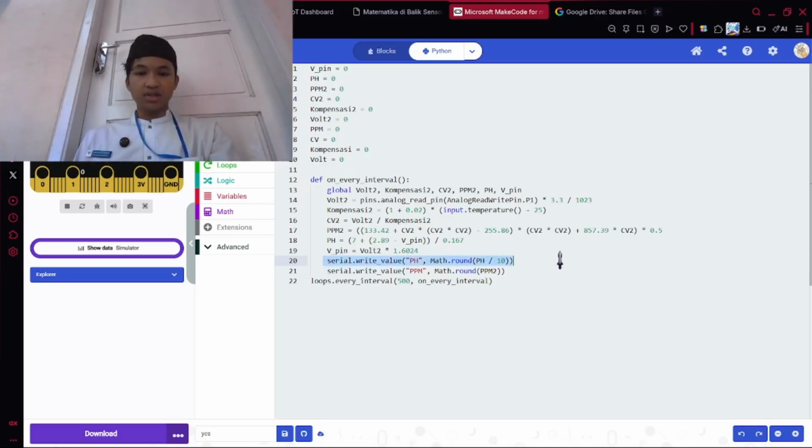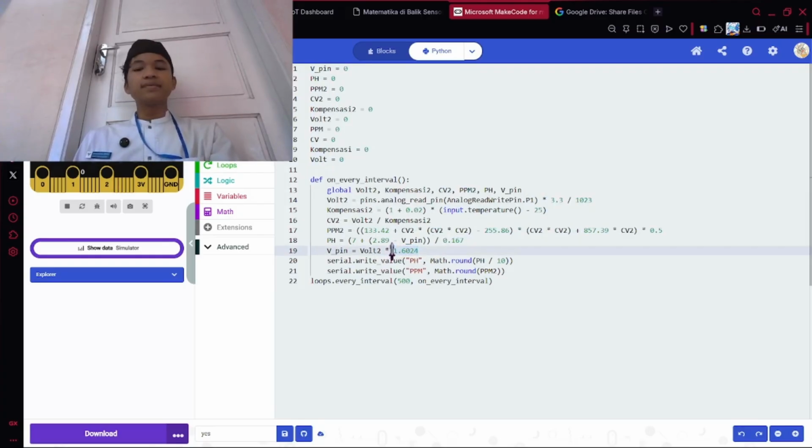And then there is the pH meter. What exactly is pH? It is the acidity, or how toxic the water is. So first you will need, of course, Vpin. For Vpin, you need the volt from before, and then you multiply it by 1.624. What exactly is this number for? This number you get from the resistor.